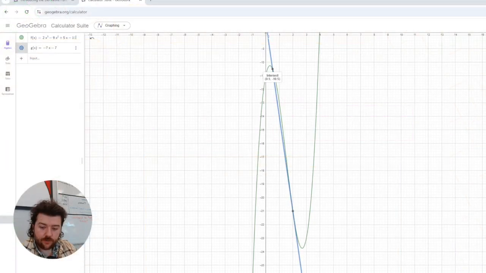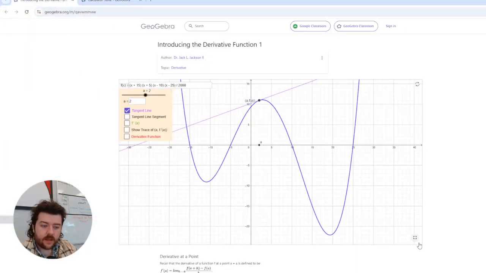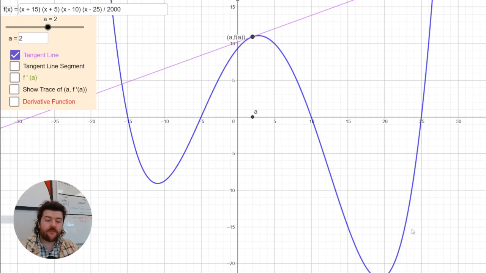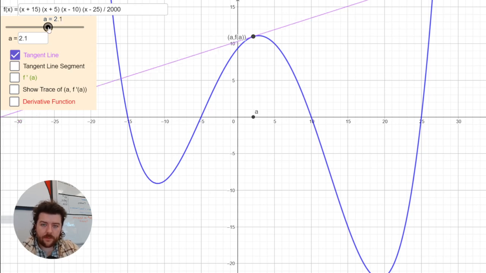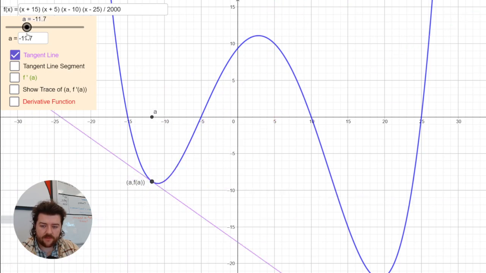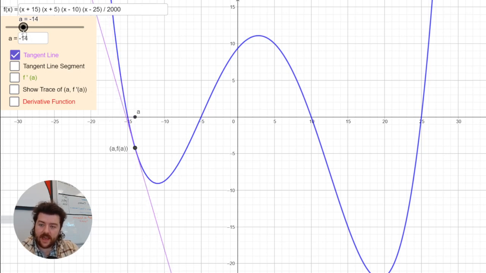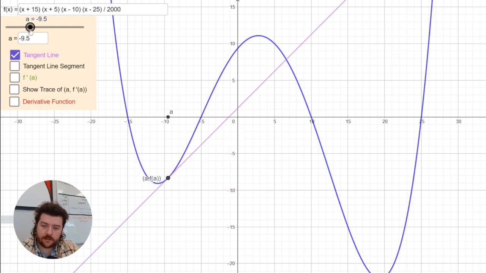If I open up GeoGebra here, this is the graph of a polynomial of degree 4. This purple line here represents my tangent line. Look what happens when I move my tangent line along the graph. The slope is changing. Here my slope is negative because my graph is pointing downwards. Then my tangent line becomes positive because now it's pointing upwards.